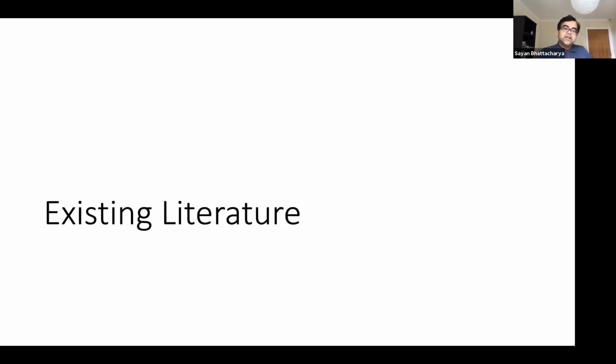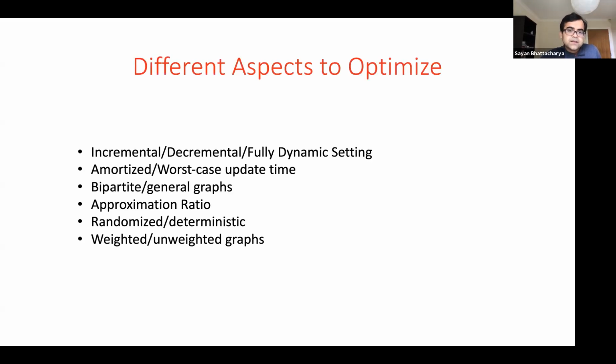So let me now spend a bit of time reviewing the past literature. Basically, over the past decade, a lot of work has happened on this problem. And primarily, it's because there are many different parameters to optimize. For instance, you can consider either the fully dynamic setting, allowing for both edge insertions and deletions, or you can look at more special cases where you only allow for edge insertions or edge deletions. Similarly, you can look at amortized update time or worst case update time. You can look at bipartite or general graphs. You can trade off the approximation ratio.